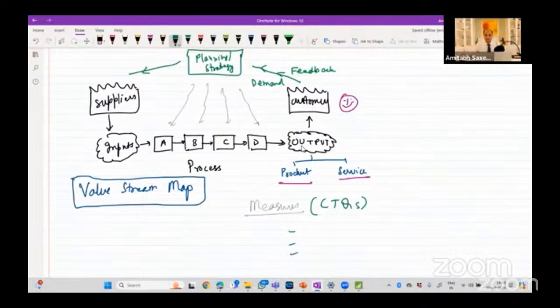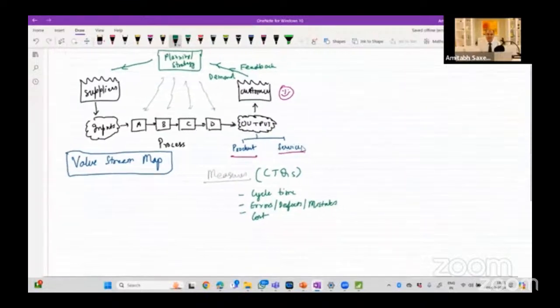And what are these three important measures? Cycle time of delivery of your product or service. One is the cycle time. One is the errors. Errors means the quality: mistakes, defects, defectives, number of mistakes you commit, number of defects you make. And also the costs. Apart from that, the customer would be interested in other measures. Like if you are from a hospital, the customer here would be the patient. They would be interested in your infection rate, your mortality rate.